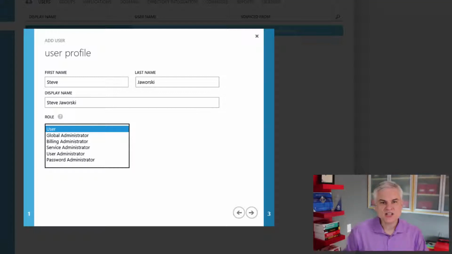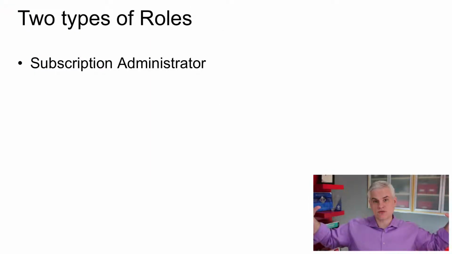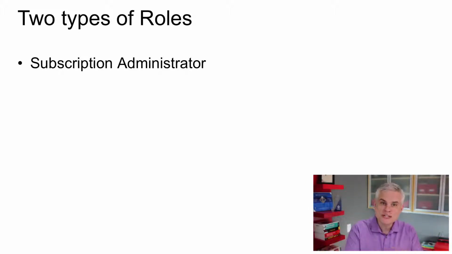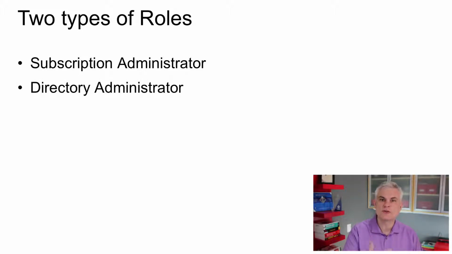In a nutshell, the subscription administrator is concerned with managing the services that are associated with a single subscription, so he works at a very high level. A directory administrator is concerned with managing individual users and groups and applications inside of a specific directory. All right, so let's talk about the kinds of things that each of these roles can do.